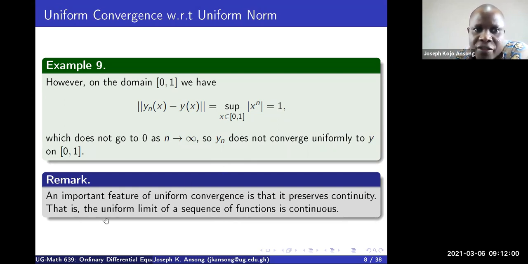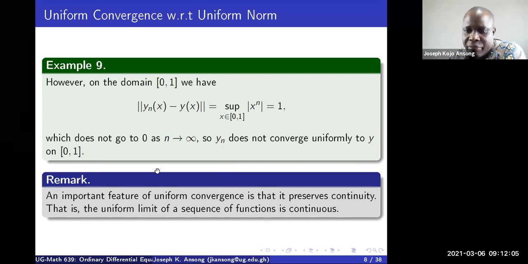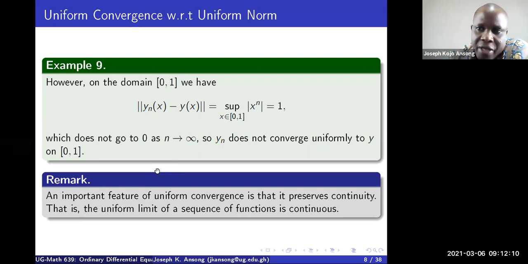Why we are interested in uniform convergence: an important feature of uniform convergence is that it preserves continuity. In other words, if you have a sequence of functions that are continuous and they converge uniformly to another function, we'll have a theorem for that, they converge to a function, we can conclude that that function is also continuous. That's not the case for point-wise convergence. So that's why we're interested in uniform convergence here.